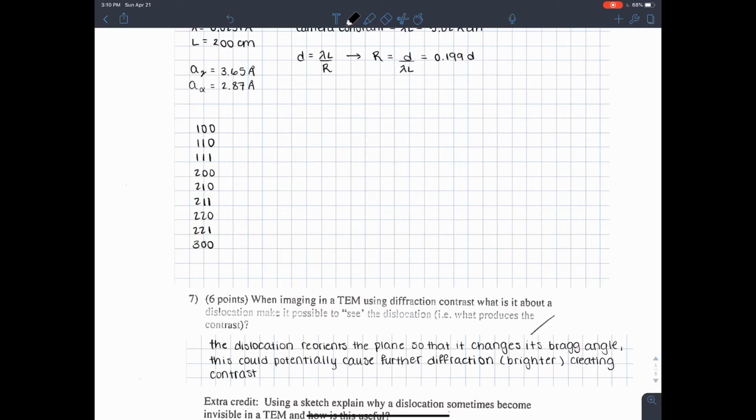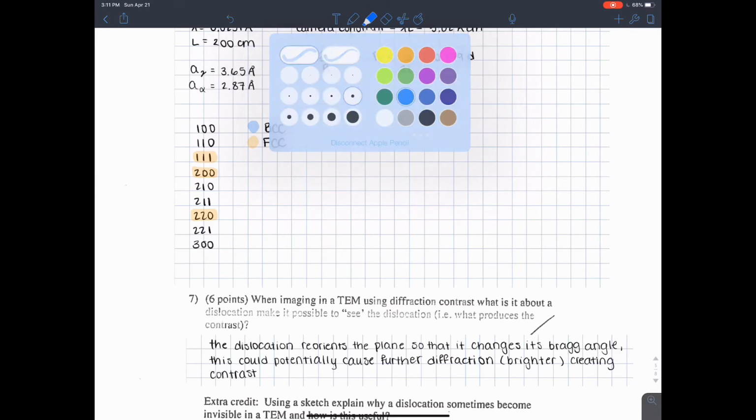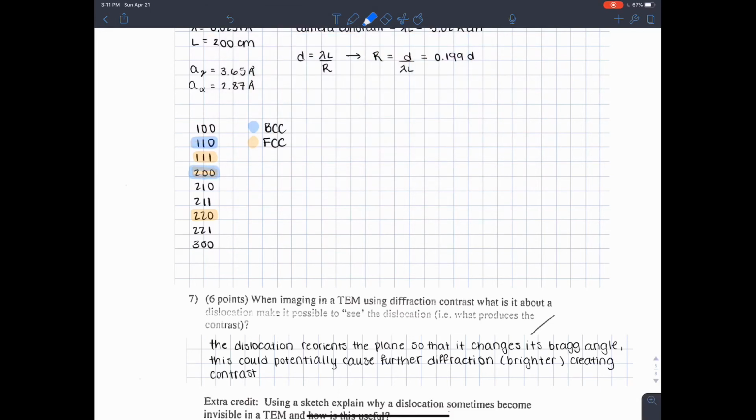Keep in mind, for BCC, all the indices have to add up to an even number, and for FCC, all the indices have to either be all odd or all even. So we're going to label the BCCs as blue and the FCCs as orange, just for clarity. So these planes diffract for FCC, and these are the ones that diffract for BCC. Some of them diffract for both. Alright, now that we have our planes, you can use fewer planes. I just used multiple to make a point.